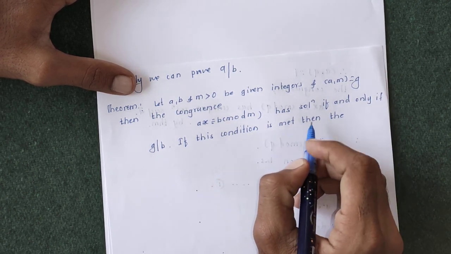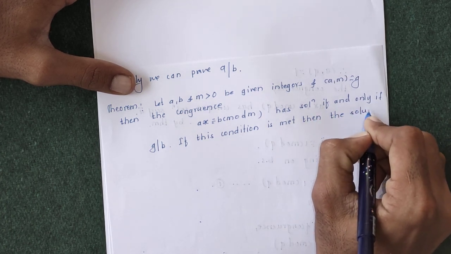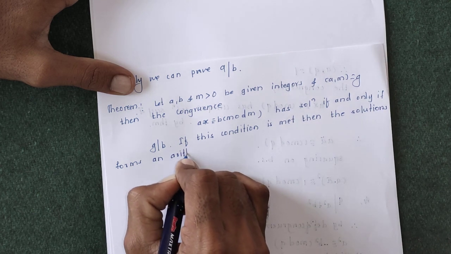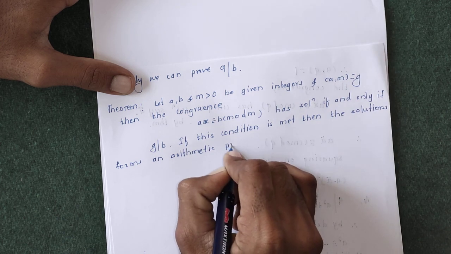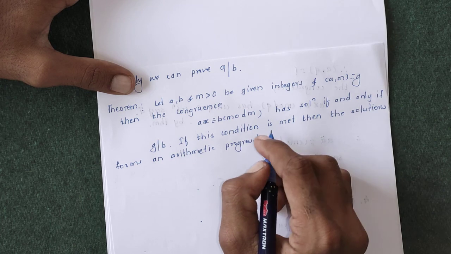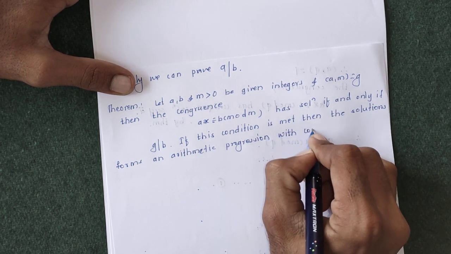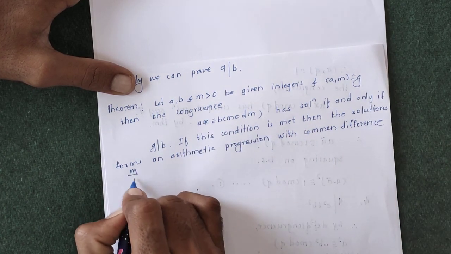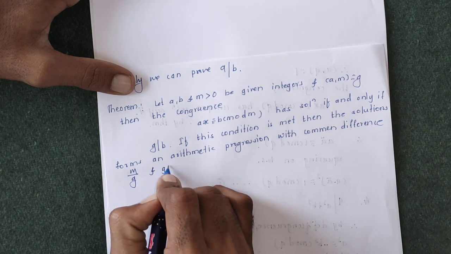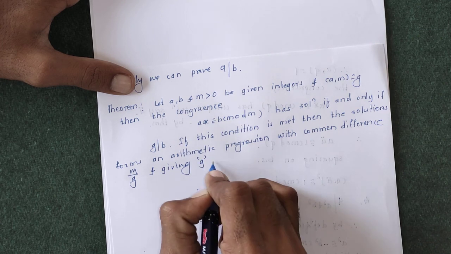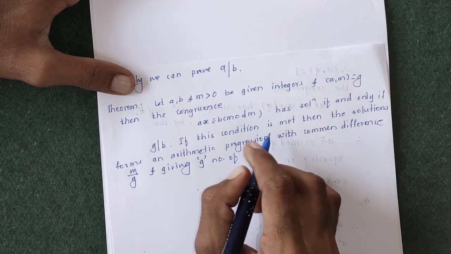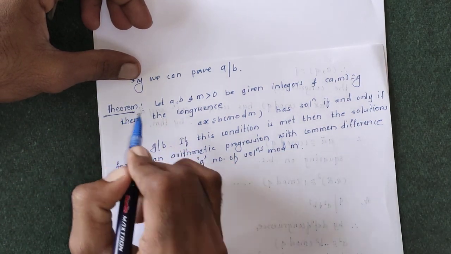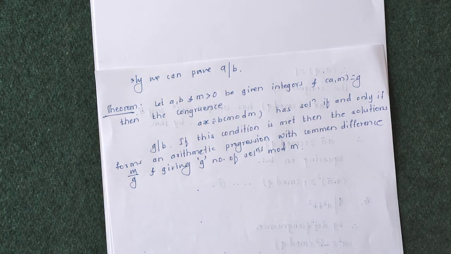If this condition is met, then the solutions form an arithmetic progression with common difference m upon g, giving g number of solutions under modulo m.